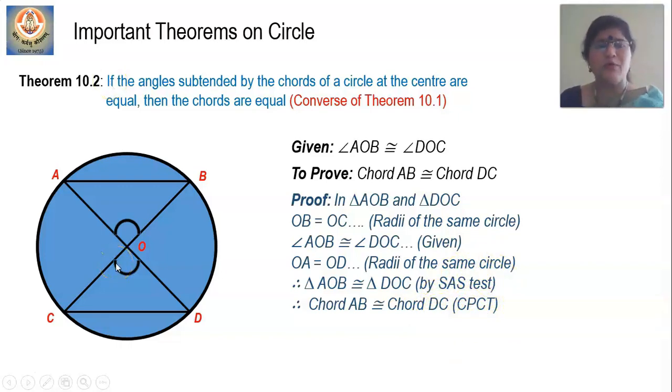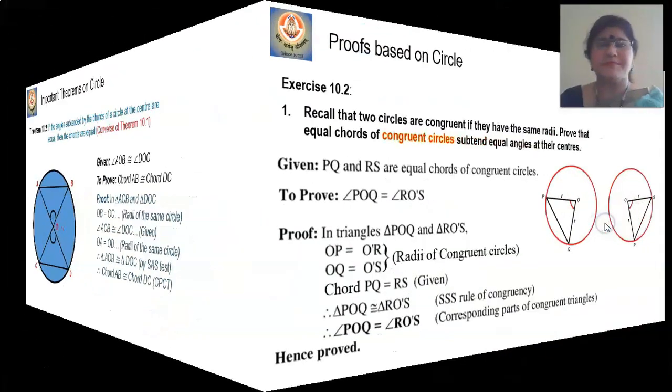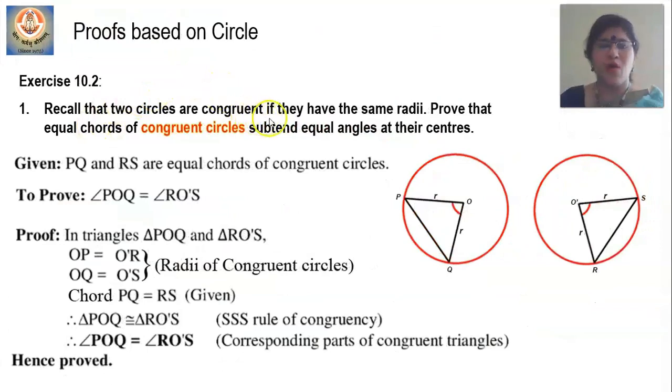Let us look at some more theorems which are very important in this chapter. Recall that two circles are congruent if they have the same radii. You know that. Prove that equal chords of congruent circles subtend equal angles at their centers. I've highlighted the word congruent circles because it means that you have to draw two circles of the same radii. Like I mentioned just some time back, in order to prove a theorem, you have to divide that statement into two parts, what is given and what you need to prove. So what is given here?